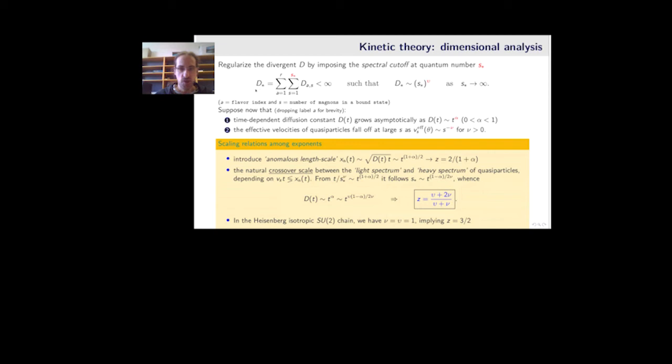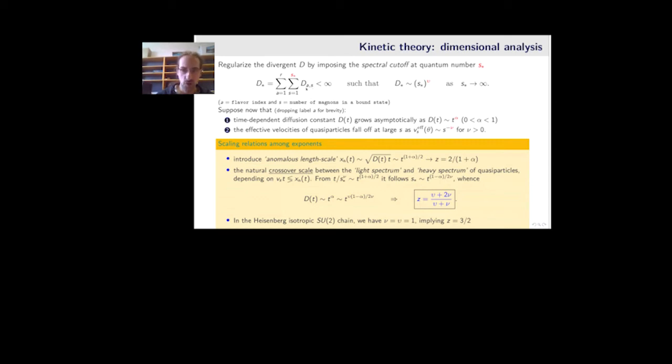Let's say that this diffusion constant, which is divergent, let's regularize it. And let's do that by imposing some cutoff in the spectrum. The cutoff I want to impose is by simply integrating out a bunch of quasi-particles which carry very large quantum numbers. Specifically, it turns out that in the models that we are describing, quasi-particles carry two internal quantum numbers, which I call A and S here.